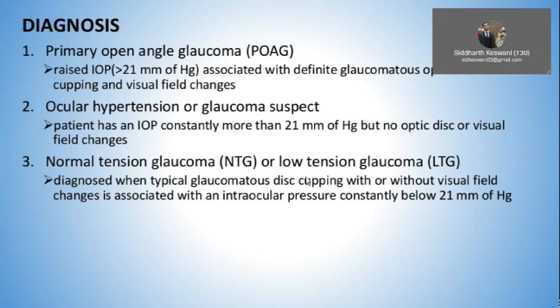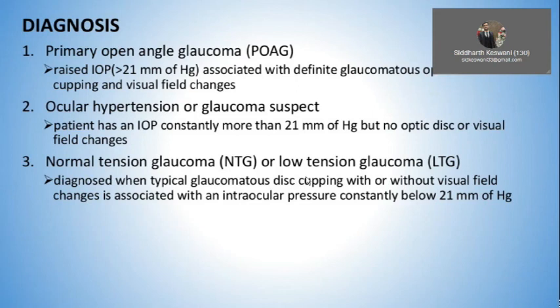So you need to know the three parts. First is primary open angle glaucoma, in which all three criteria are fulfilled. Second is ocular hypertension, in which we have the intraocular pressure more than 21 with no optic disc or visual field changes. It is only the pressure changes, so quite obviously it is a glaucoma suspect, and it is ocular hypertension. And when the pressure is normal and it's just the cupping of the disc which you can see, that is normal tension glaucoma. I hope these three things are clear.